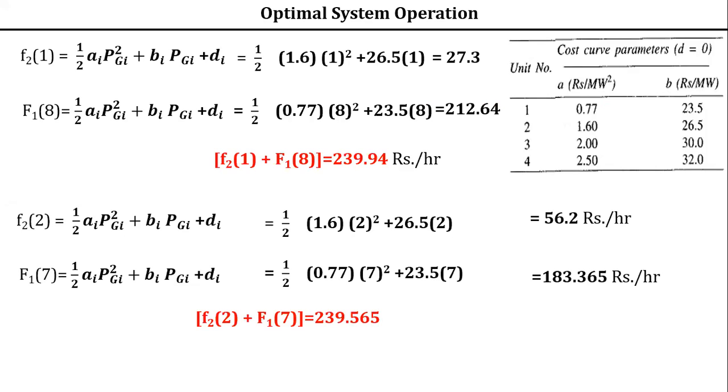0, 1 was the first combination. This is second, this is third. So now we have to find out the fourth combination. How will the fourth combination be? F2 of 3 plus F1 of 6. So totally they should get 9 megawatts, so that we have to estimate.